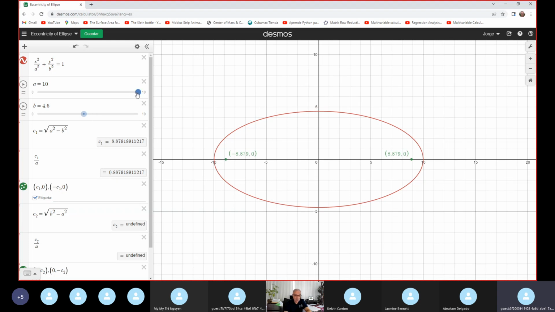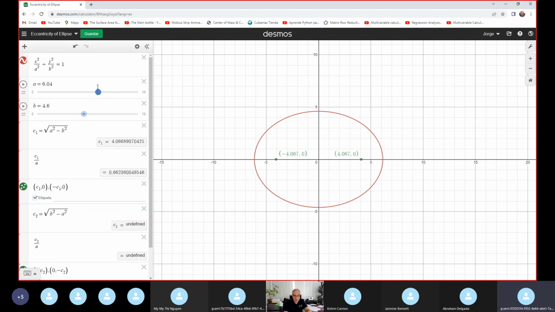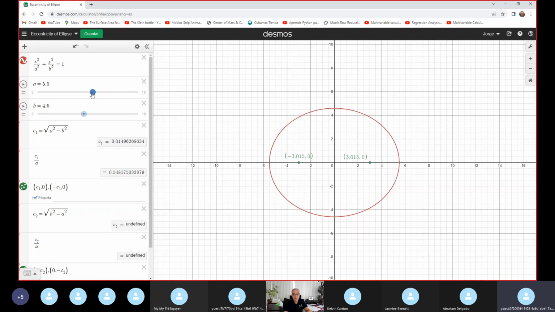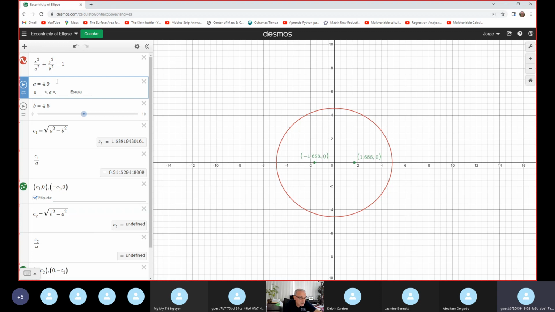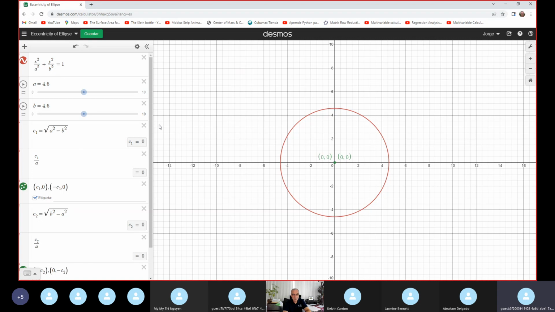Now let me continue in a different direction. I want to decrease A. You see what is going on? The focus approached. Suppose I select exactly the same value, 4.6. Let me type it directly to see clearly. You see, when A and B are the same, the two foci converge into only one, which by the way is the center, and the eccentricity is 0. Conclusion: eccentricity is the parameter that gives me information about how rounded or how flat our ellipse is.